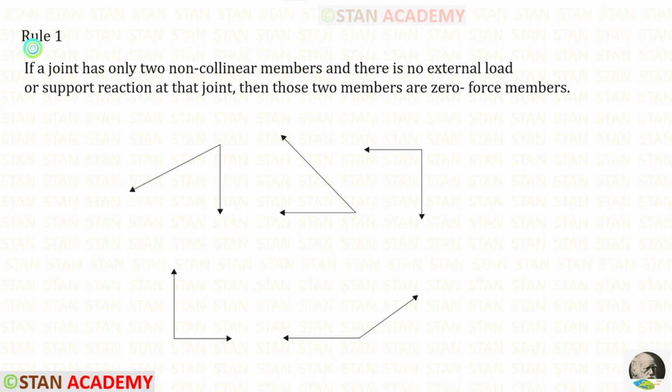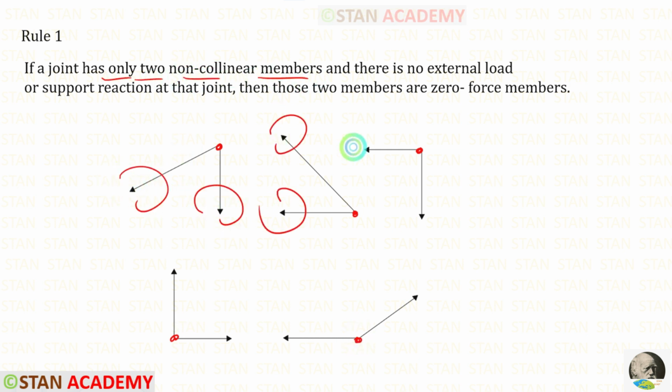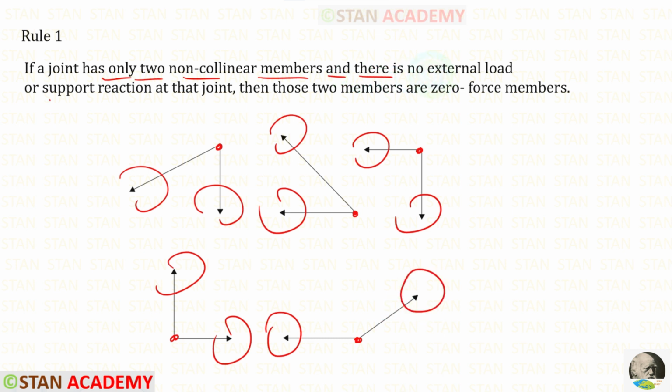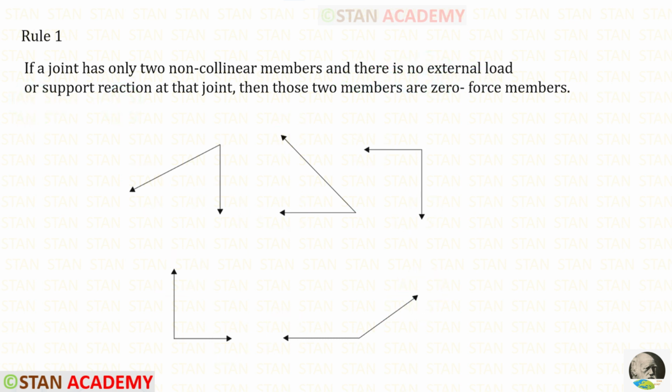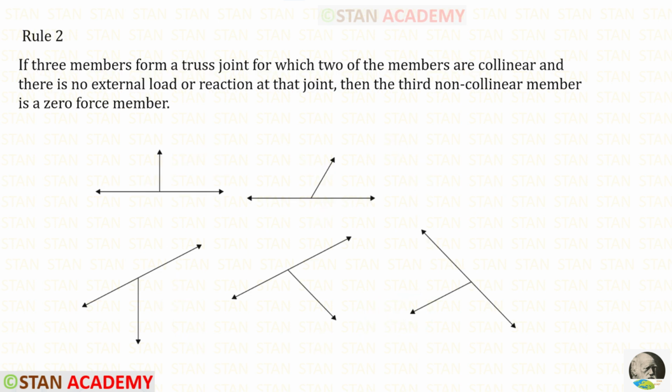Let us see rule number 1. If a joint has only two non-collinear members and there is no external load or support reaction at that joint, then those two members are zero force members. You can see that in these joints we have only two non-collinear members and there is no external load or support reaction. In this case, the two members will be zero force members. These two will be 0, these two will be 0, these two will be 0, these two and these two will be 0.